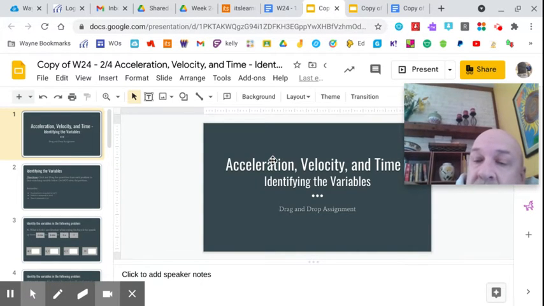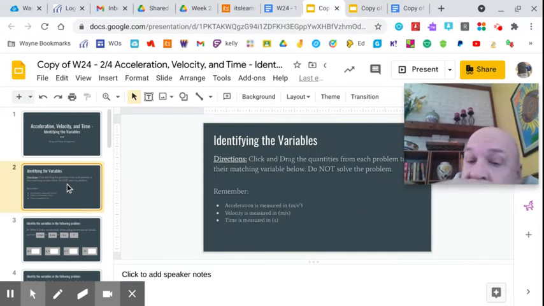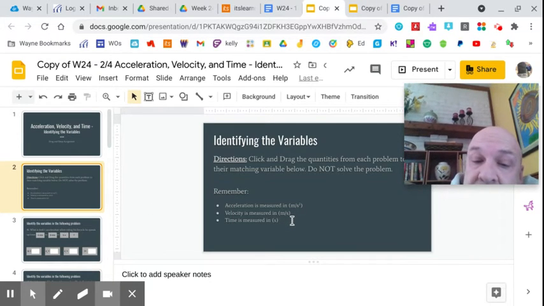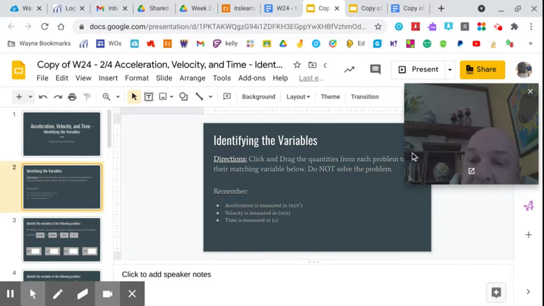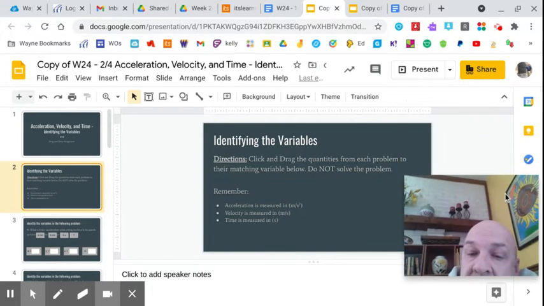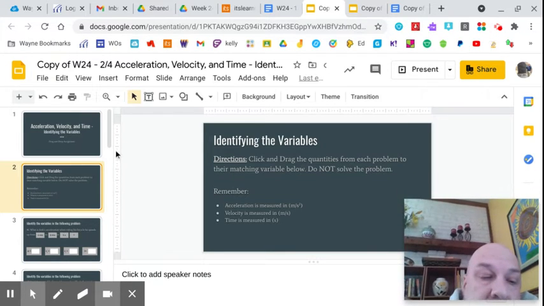Acceleration, velocity, and time. You have a whole web page on acceleration. We need you to be able to identify the variables, drag and drop them. Remember, acceleration is in meters per second squared, velocity is in meters per second, and time is in seconds. And if you can remember that, you'll be okay. It says, do not solve the problem. I'm not asking you to do math right now. All right, so here we go.